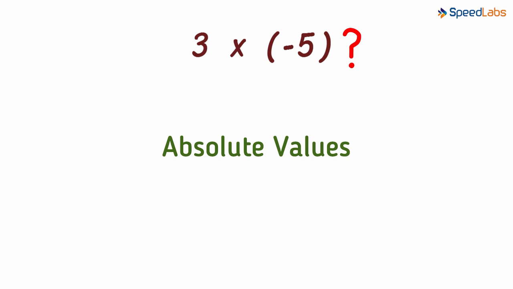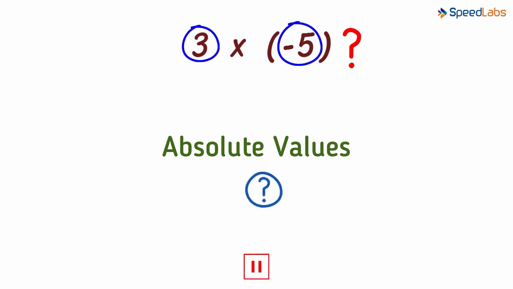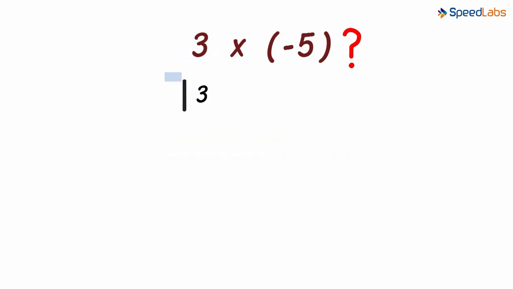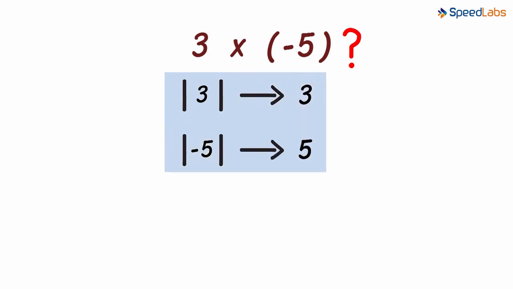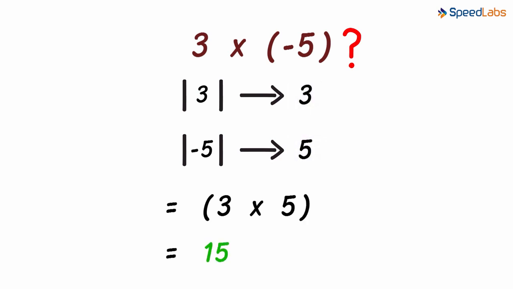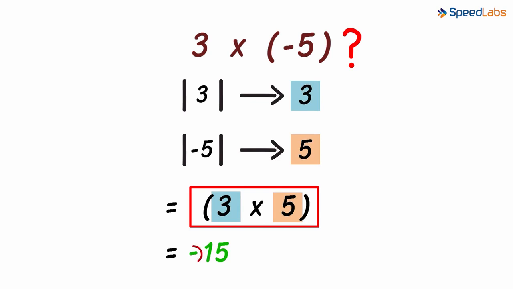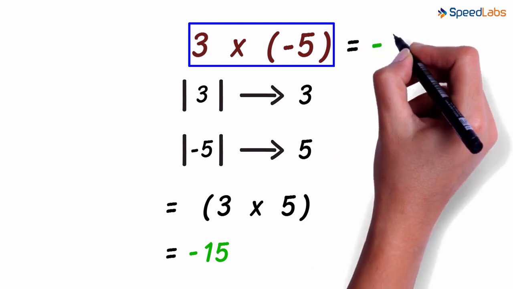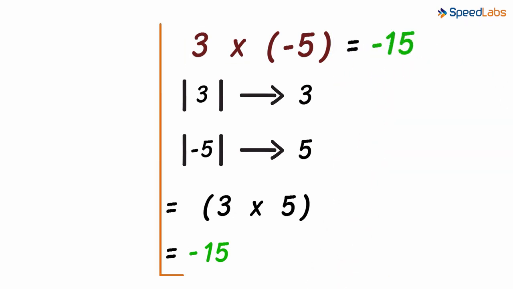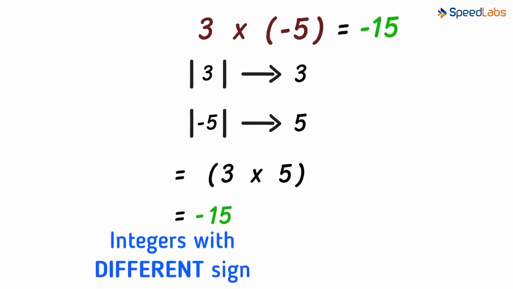Can you write the absolute values of these two numbers? These are the absolute values of 3 and negative 5. The product of 3 and 5 is 15, and we give the negative sign to their product. Understand this well. We multiplied the absolute values of both the integers and kept the minus sign for their product. Therefore, the product of 3 and negative 5 is negative 15. What do we understand from this? If the sign of the two integers are not the same, then their product is negative.